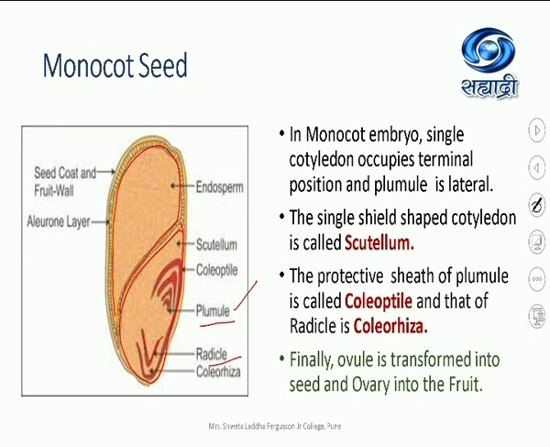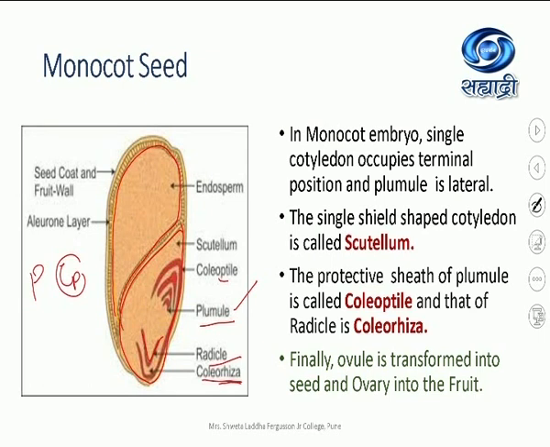Radicle is protected by a layer called coleorhiza, and plumule is protected by a layer which is coleoptile. How to remember these names? A little bit difficult, but always remember, students. Plumule, coleoptile, so there is a P in coleoptile. Radicle, coleorhiza. Rhiza is root, isn't it? So coleorhiza. So in monocot seed, I'll read out, the single shield-shaped cotyledon is called the scutellum.